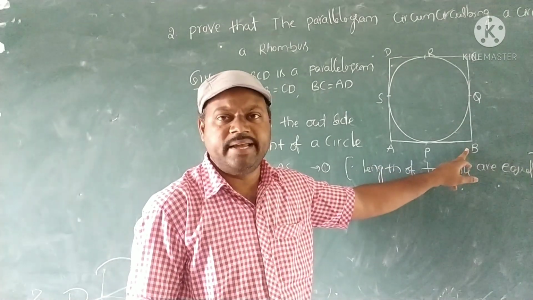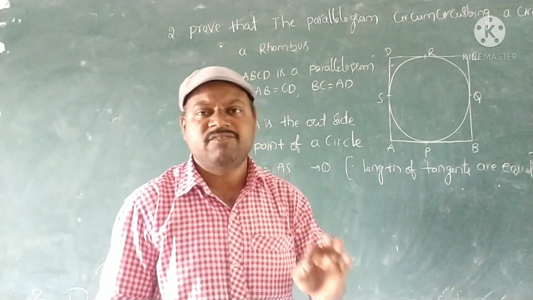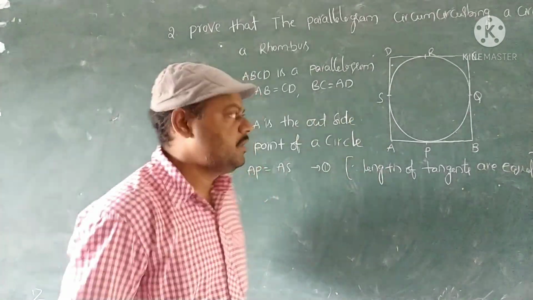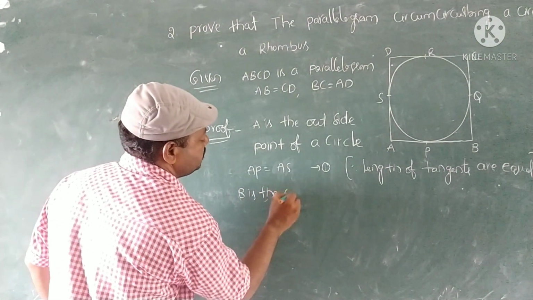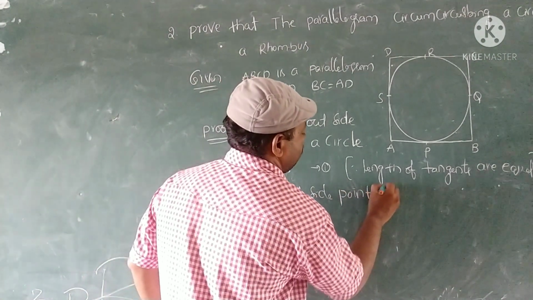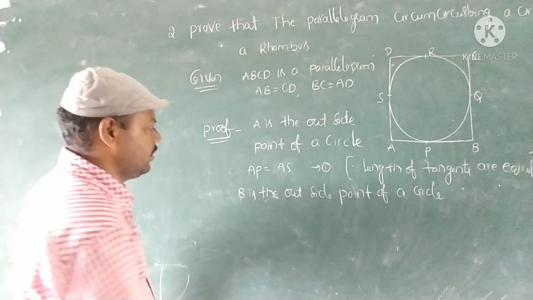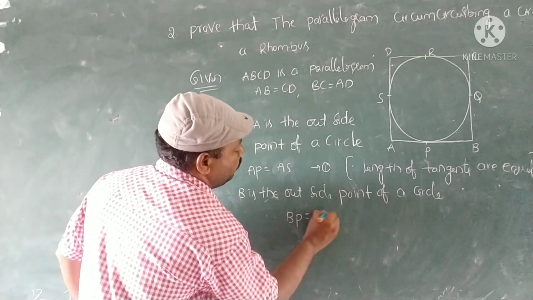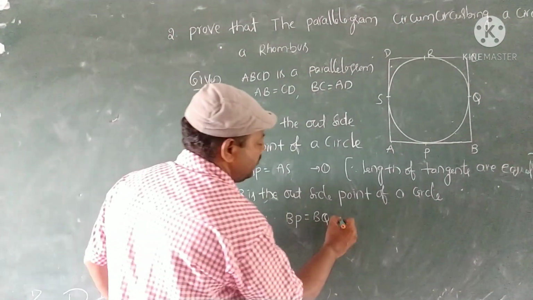B is the second vertex of the parallelogram and it is also the outside point of the circle. Therefore, BP equals BQ. So this is the second equation.